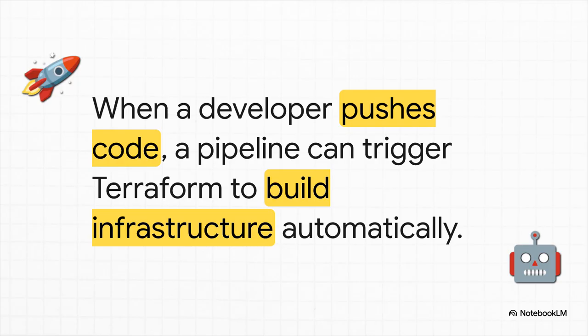Just picture this for a second. A developer pushes some new code that needs, let's say, a new database. The pipeline kicks off, and as one of the first steps, it automatically runs Terraform apply. Terraform creates that new database exactly as it's defined in the code. Then the pipeline deploys the new application code. The whole system, both the infrastructure and the app, gets updated from a single Git push. That's the power of this.